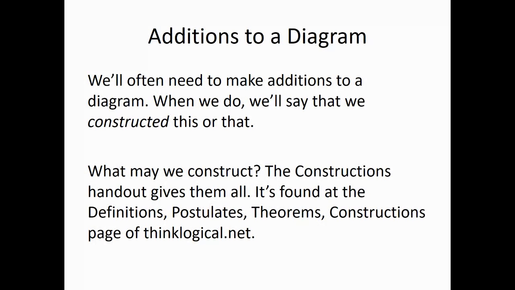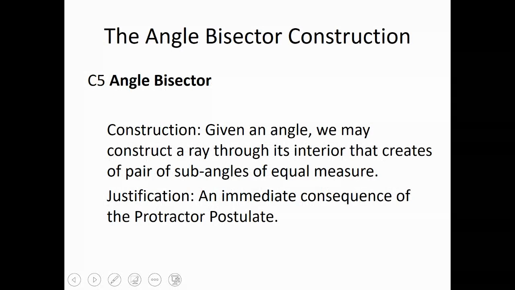I've got a handout for that. It's the constructions handout. If you go to my website, thinklogical.net, and look for the link that says definitions, postulates, theorems, constructions, and then click on constructions, you'll see the list of all allowed constructions. And in this context, that is the proof of the ITT, we need one particular construction, which there is called construction 5, C5. It's the angle bisector construction.